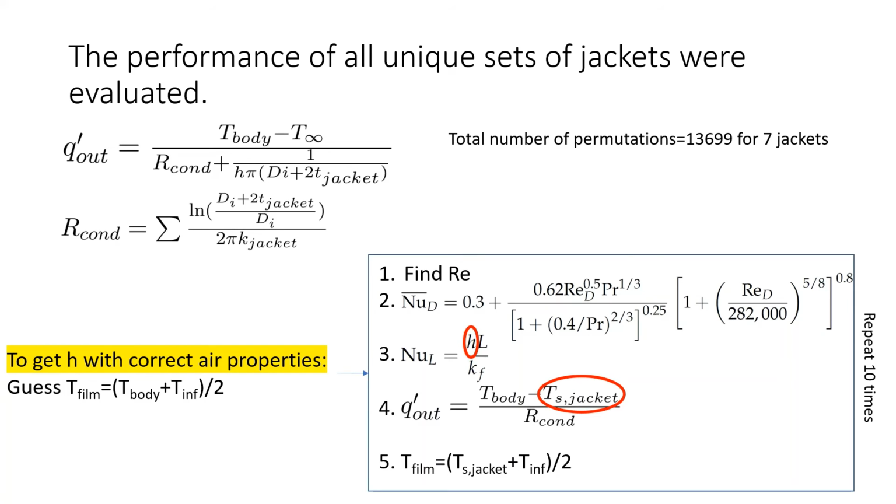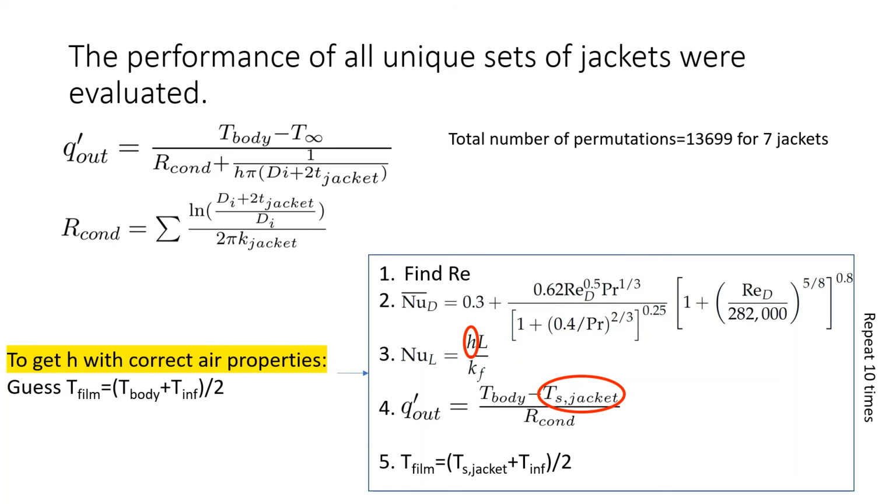We also use the resistance method in this case. To find the overall resistance of a set of jackets, we added all the individual conductive resistances of the jackets together. Since we assumed that the jackets are also cylindrical, the order in which the jackets were placed mattered, and so we had 13,699 unique combinations of jackets.